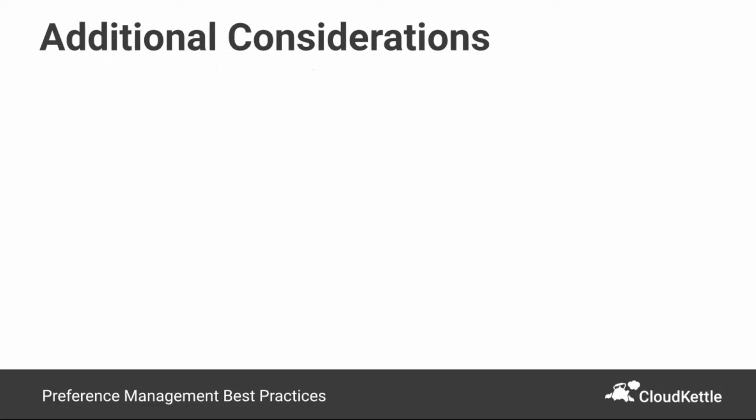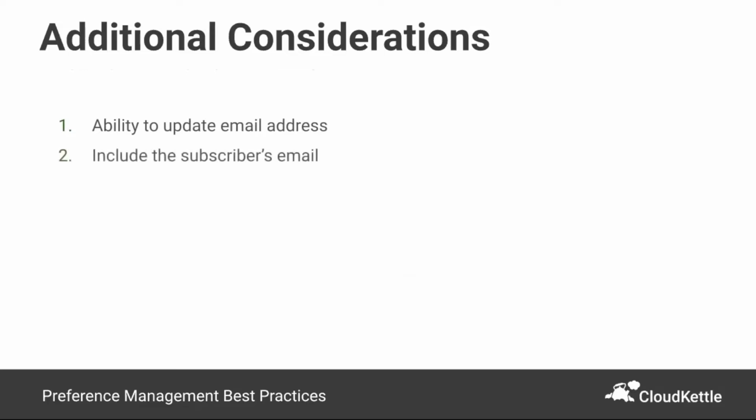So in addition to the best practices that I've shared, here are a few additional considerations to keep in mind when designing your preference center. First, give subscribers a way to update their email address. An easy way to do this is by simply pre-populating a form field with their email address, which they can then update when the preference center loads. And if you choose not to allow the subscriber to update their email, then at a minimum, you should include their email address on the page somewhere for easy identification and validation, just to give them confirmation that we've got the right person.